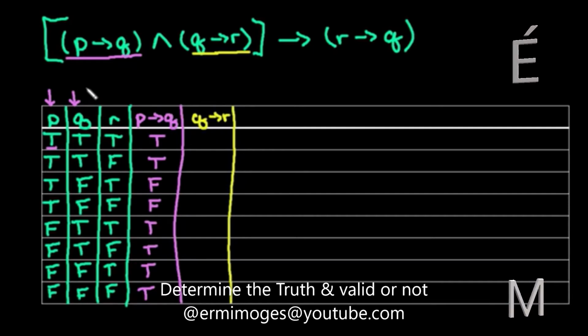Okay, so that means that we're going to look at this column for Q, followed by an R column. For this one we have true, true, which is true. True, false, which is false. False, true. False, false. And I did that one.